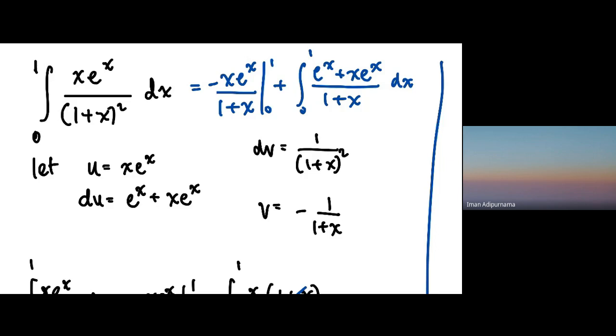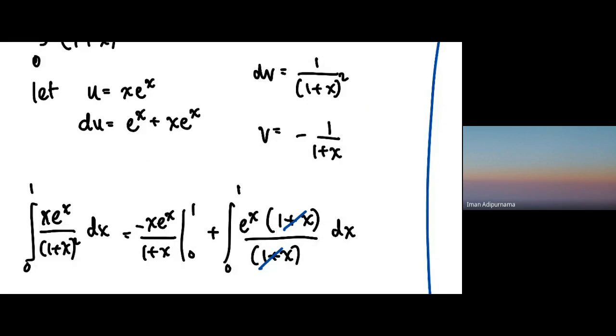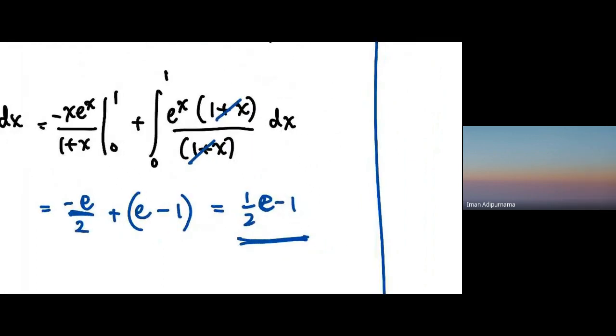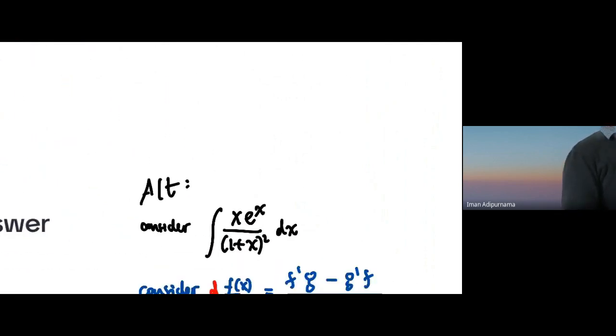Then we set up our integration by parts, and by looking at this, we can simplify and cancel the 1 plus x. Then we can have this calculated easily. We put 0 and 1 into our calculations, and we get the answer: half e minus 1.